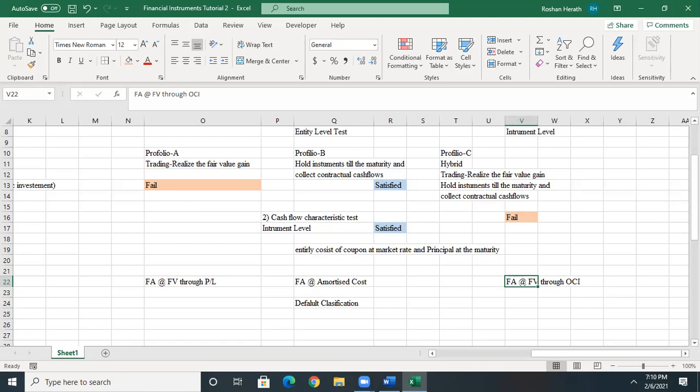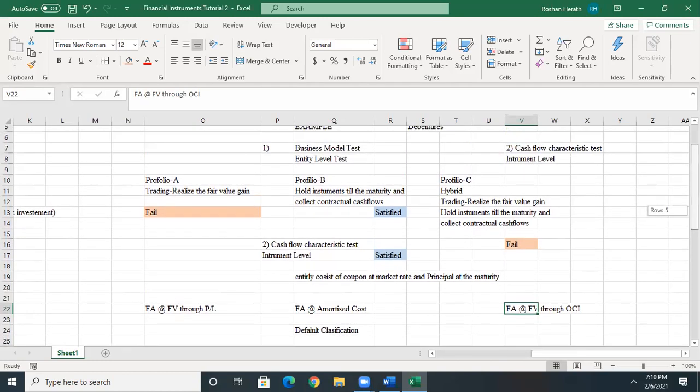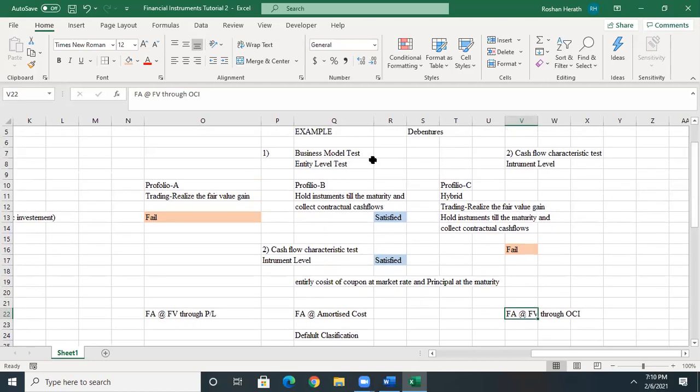Let's say that you satisfy the business model test for a particular instrument, and you fail to satisfy the cash flow characteristic test. So you get the first test done, but in the second test you fail. If you come across such a scenario, what must be the classification?